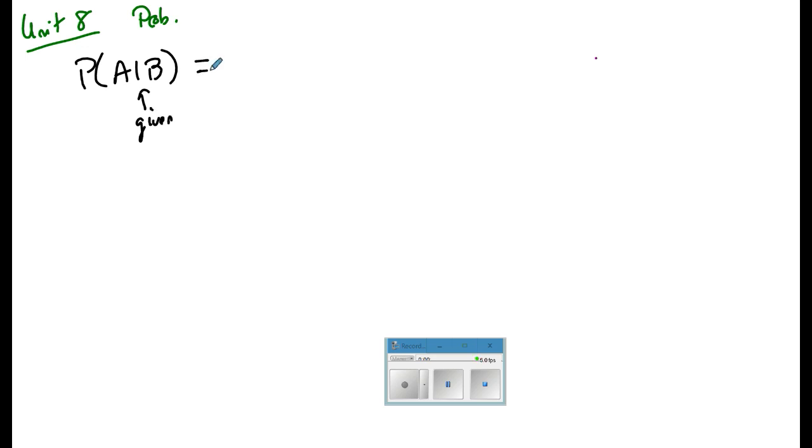P of A given B means B already happened. I know B happened. I'm not going out of the total, I'm just going out of B. B becomes my new universe. And since B already happened, I want to know what's the probability of A. It's the and probability over the given piece. It's A and B over B. It's not just A because I was given that B happened. I want to know what's the probability A is happening now.